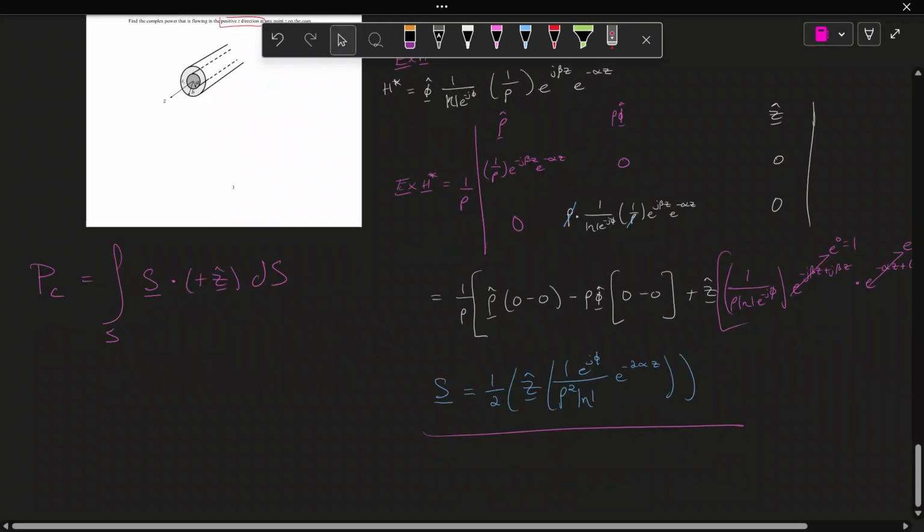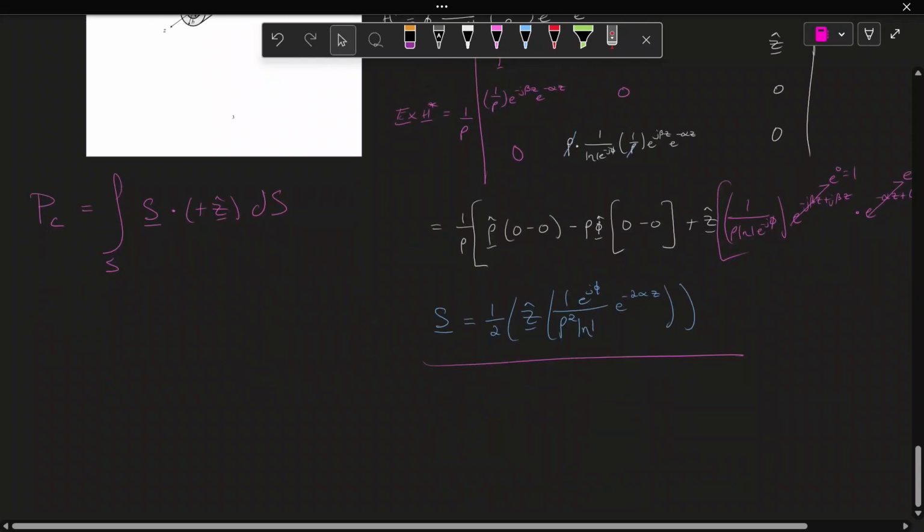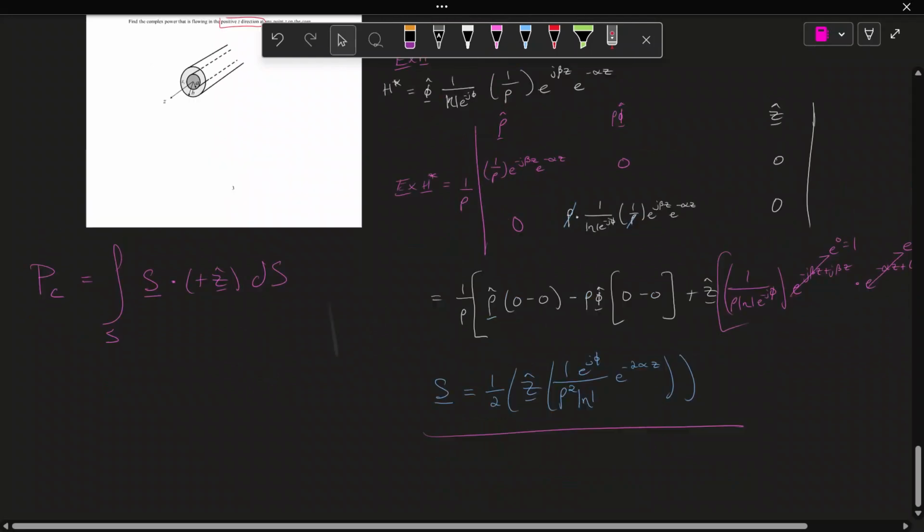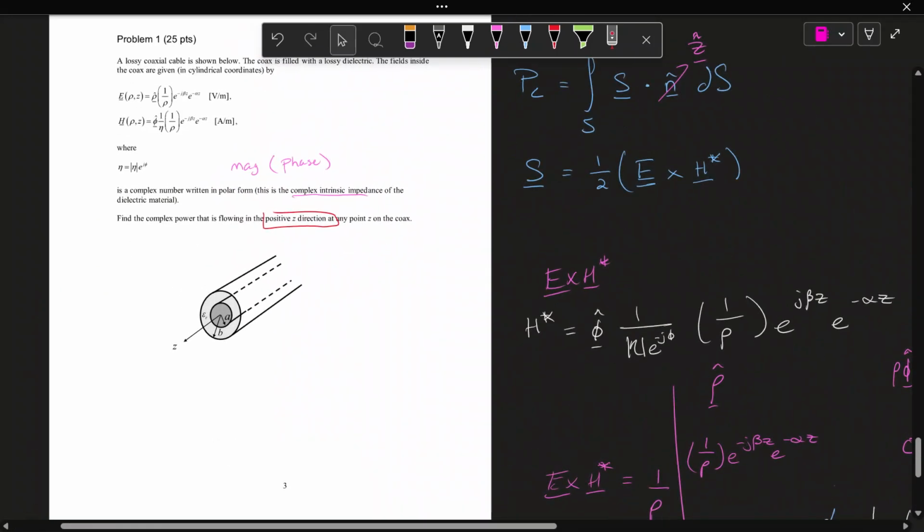S is not the complex Poynting vector. That is surface area, I guess. So now what do we do? Well, we know it's a cable. What shape is that cable?